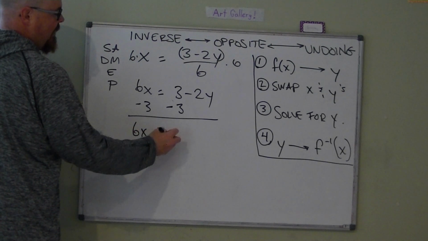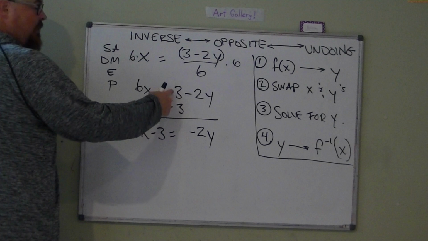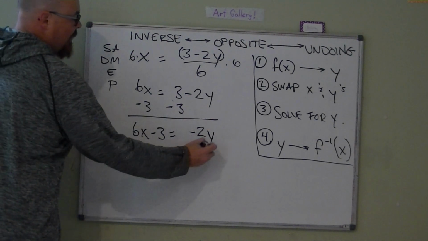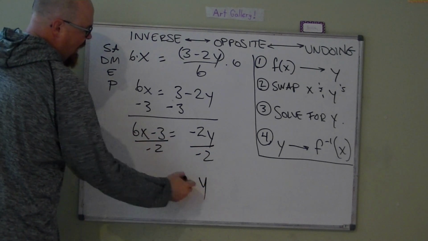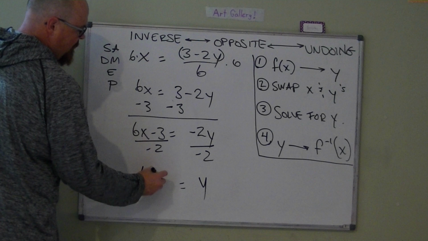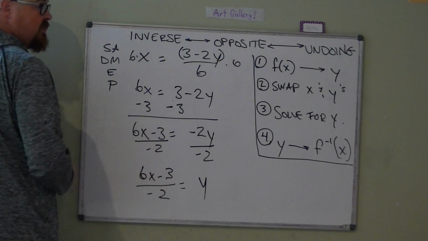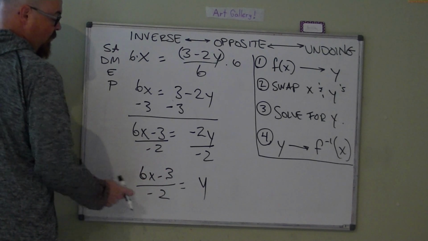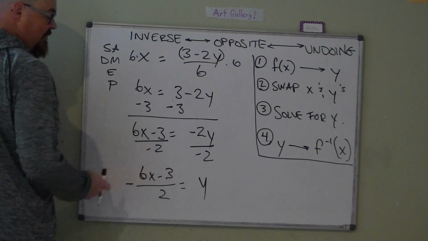So we have 6x minus 3 equals, there's still a -2 here. I got rid of a positive 3, the -2y remains. And then the last thing I do is divide by -2. So I get y equals (6x minus 3) over -2. This could look a bunch of different ways. I'm okay with this, but when you can put the negative sign here, that would be the same thing.